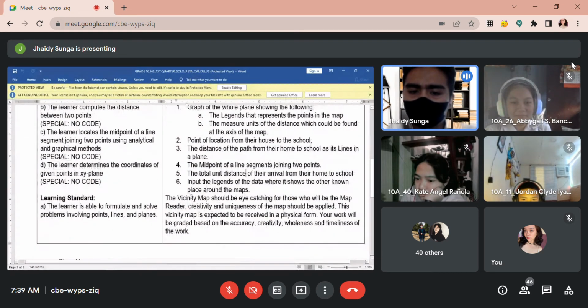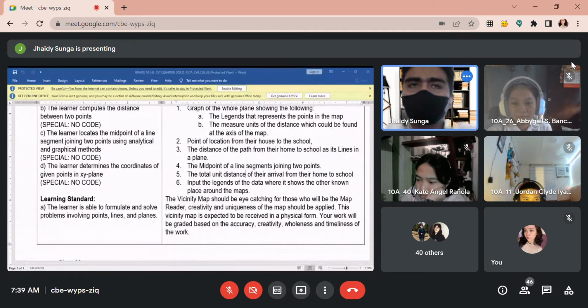The vicinity map should be eye-catching for those who will be the map readers. Creativity and uniqueness of the map should be applied. This vicinity map is expected to be received in a physical form. But in this case, you will be making your vicinity map in short bond paper. If you will notice, it is really small. The one that we used to have is the large one, that is the vicinity map.